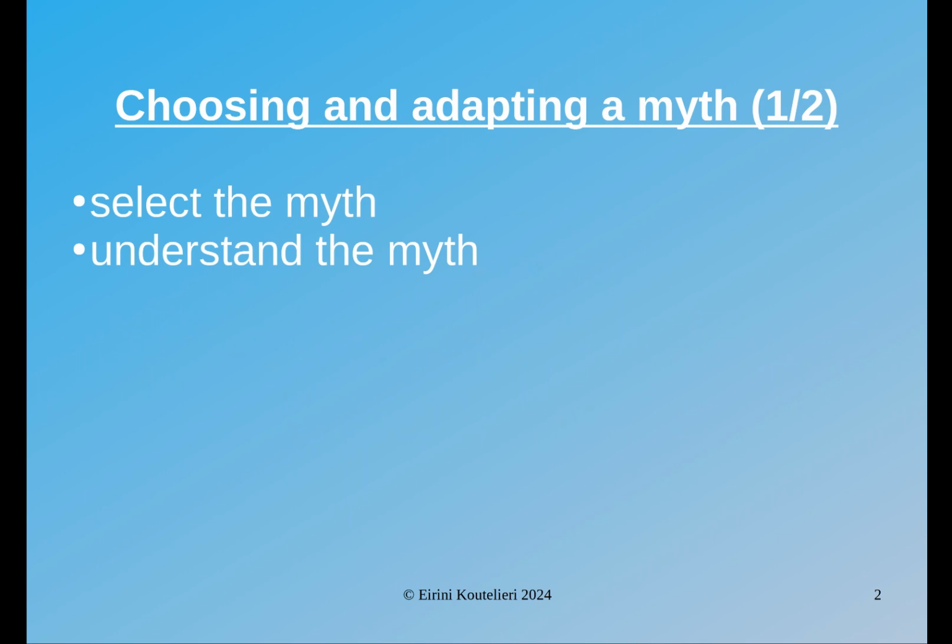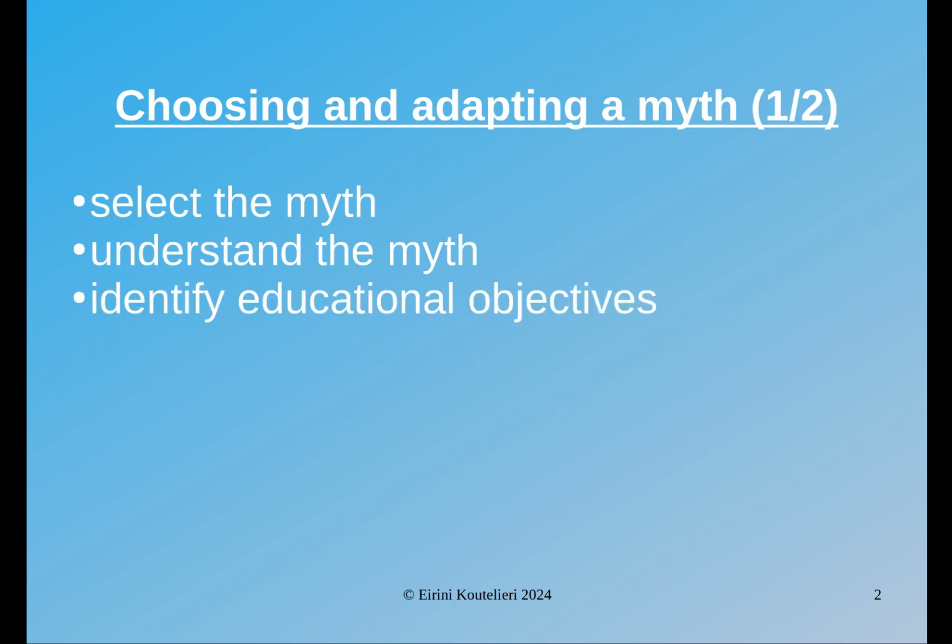Understand the myth. Conduct thorough research to grasp the nuances of the myth, including its cultural context, characters, plot, and underlying themes. Understanding the historical and cultural significance of the myth will help you effectively convey its message to students. Identify educational objectives. Clearly define the learning outcomes you want to achieve by using the myth in your classroom. Determine whether you want to focus on literary analysis, cultural appreciation, moral development, or critical thinking skills.